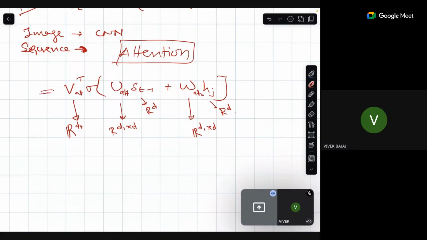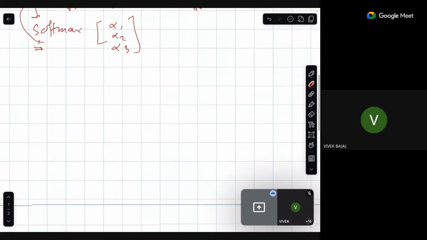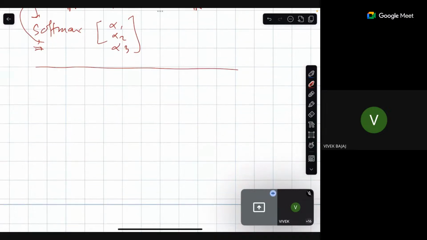And what does this finally give us? It gives us a between t minus 1 and j. And finally, we take a softmax to get alphas. I hope this part was clear, right? You take softmax over all the different pairs of a's. I think we covered this in detail in the live class. If this is also clear, then let's move on from attention to transformers.